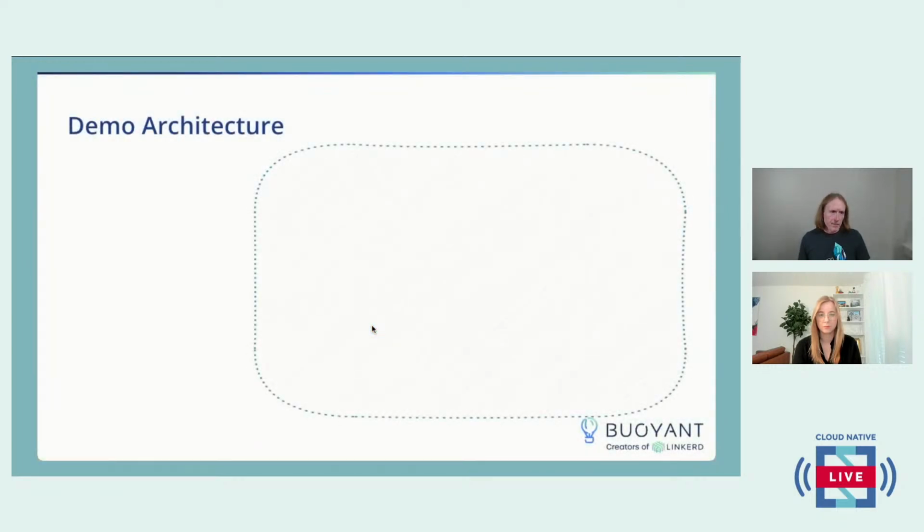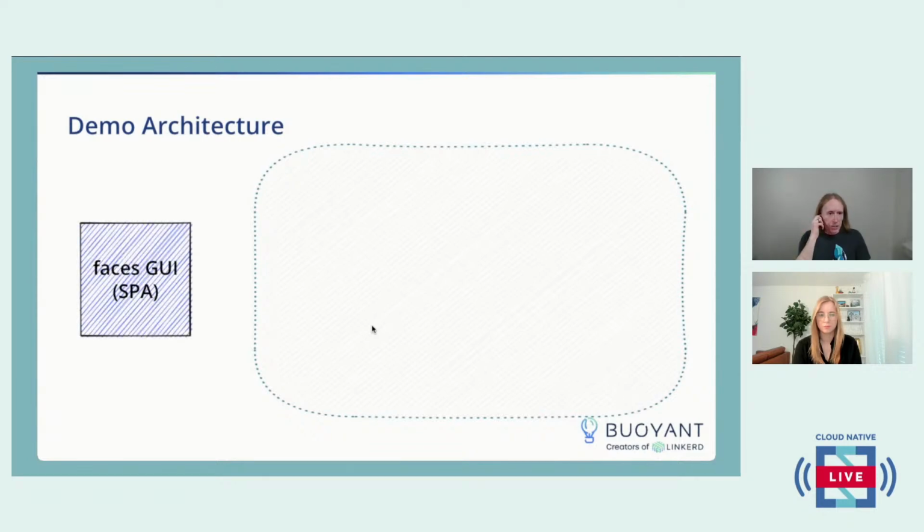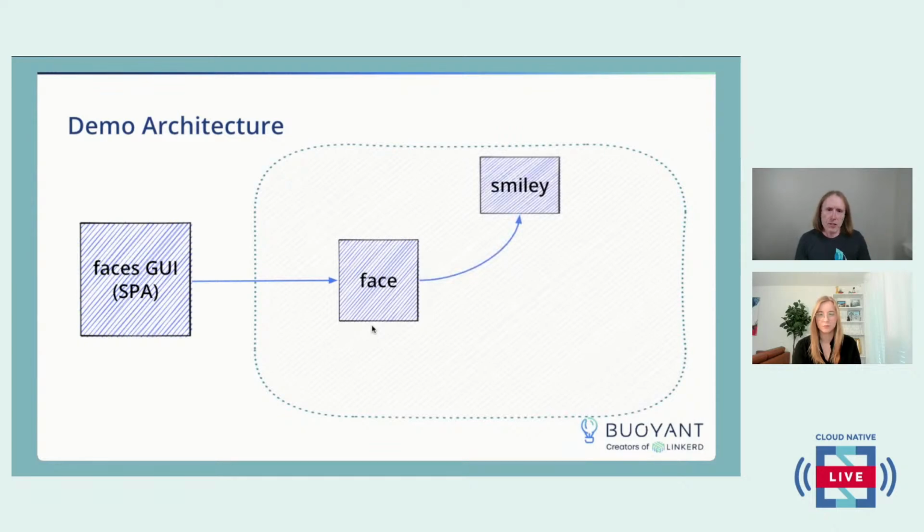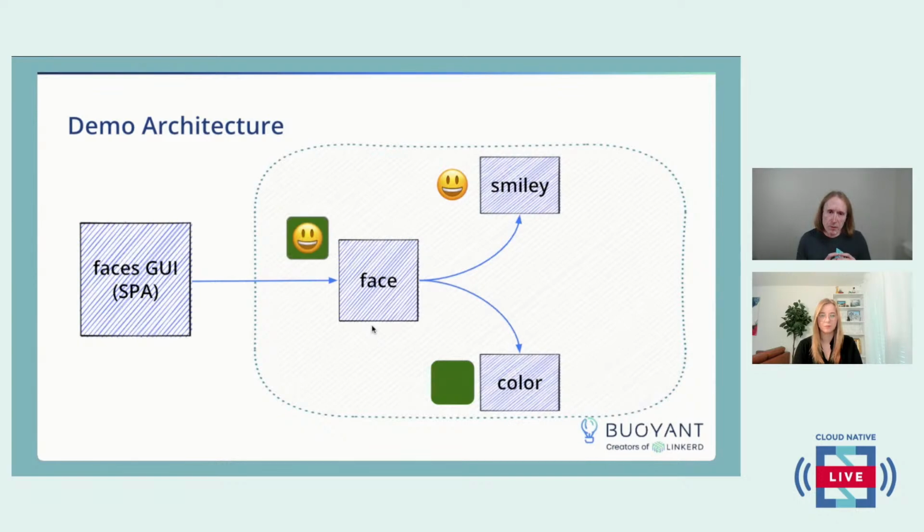In our demo, we're running a cluster. We have a single-page web app outside the cluster, which is talking to a single service creatively called Face. The Face service talks to the Smiley service, and it also talks to the Color service. The Smiley service should always return a smiley face. The Color service should always return the color green. The Face service takes both of those things, puts them together, and then hands that back to the GUI. The GUI has a matrix of these things, and so if all is going well, you should always see a grid of smiley faces on green backgrounds.